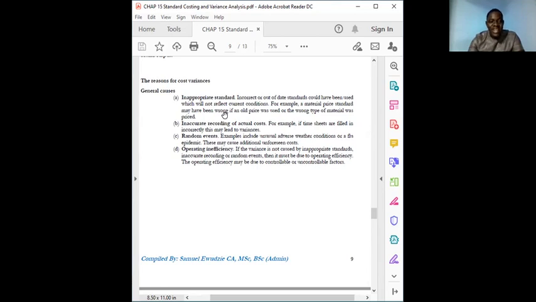of material was priced. Okay, so incorrect or out of date standards could have been used, which would not reflect current conditions. Okay, good. Inaccurate recording of actual costs. Inaccurate recording of actual costs may also cause a variance. That is, if timesheets are filled in incorrectly, this may lead to variances.